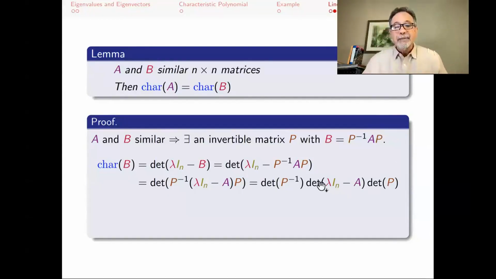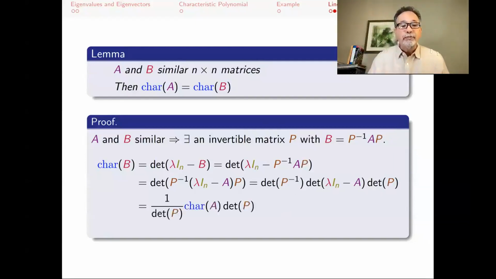Now, what can I say about these things? Well, another property of determinants is that the determinant of P inverse is 1 over determinant of P. And the determinant of lambda I minus A is the characteristic polynomial of A. The determinants of P cancel, and you get the characteristic polynomial of A, which is what I wanted to prove. You can cancel these because the determinants are just scalars, not matrices, so I can move them around and cancel those out.